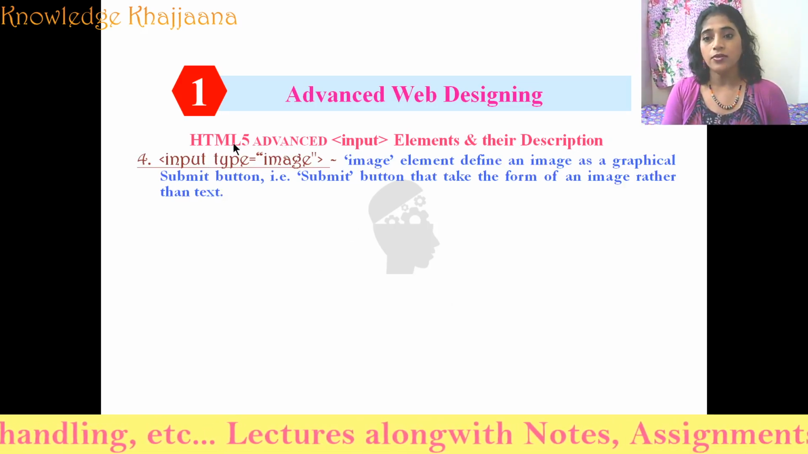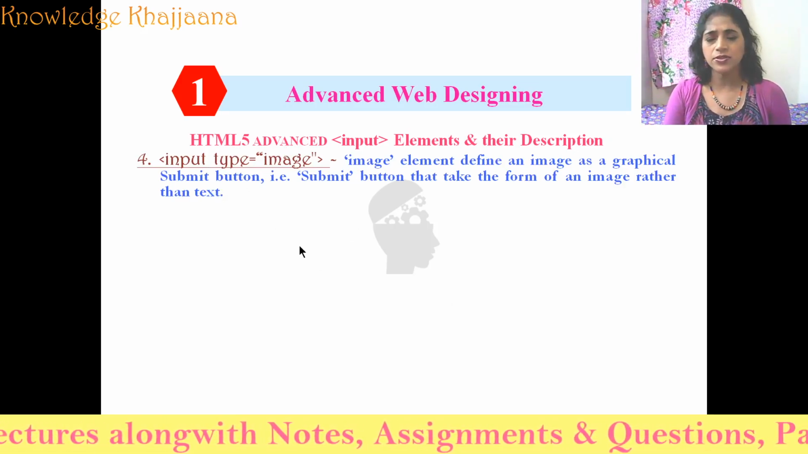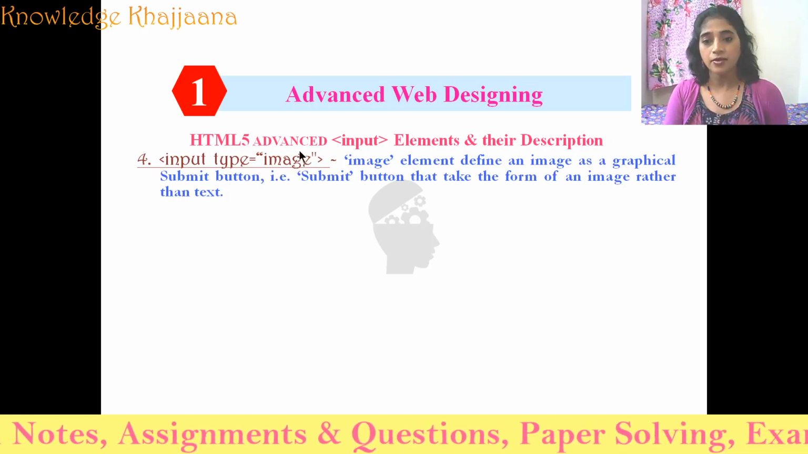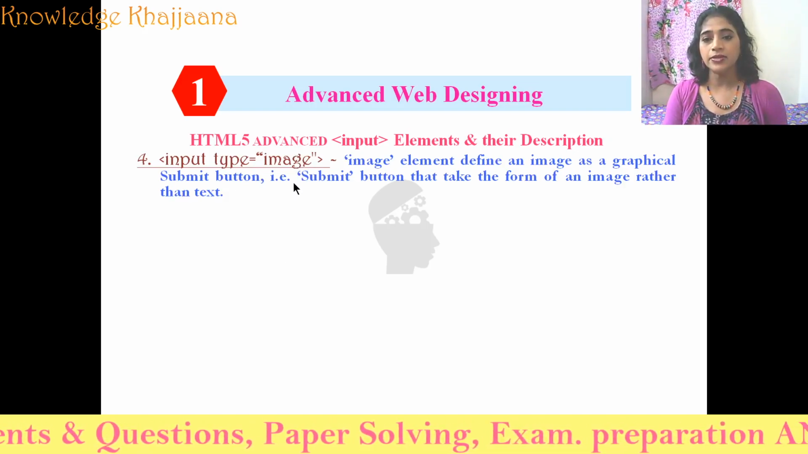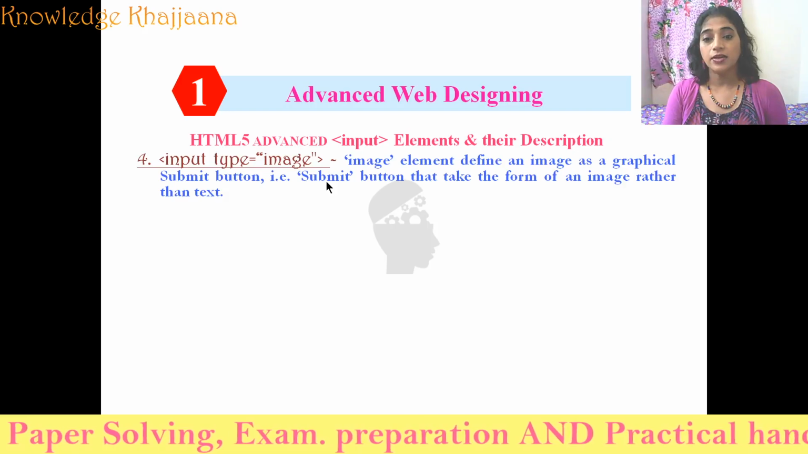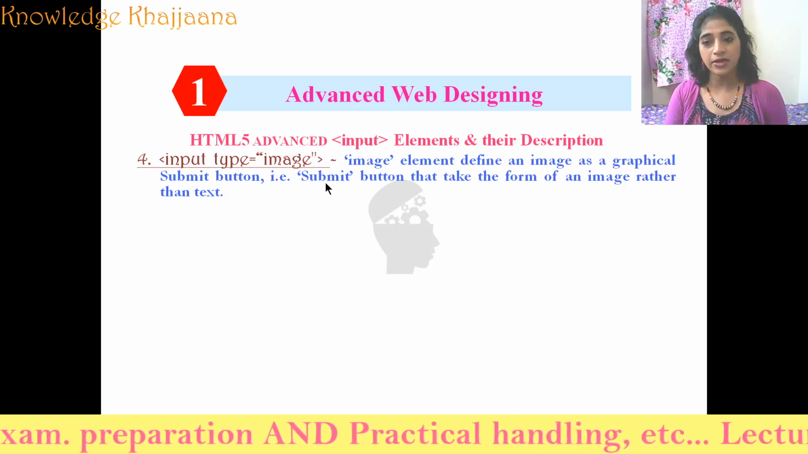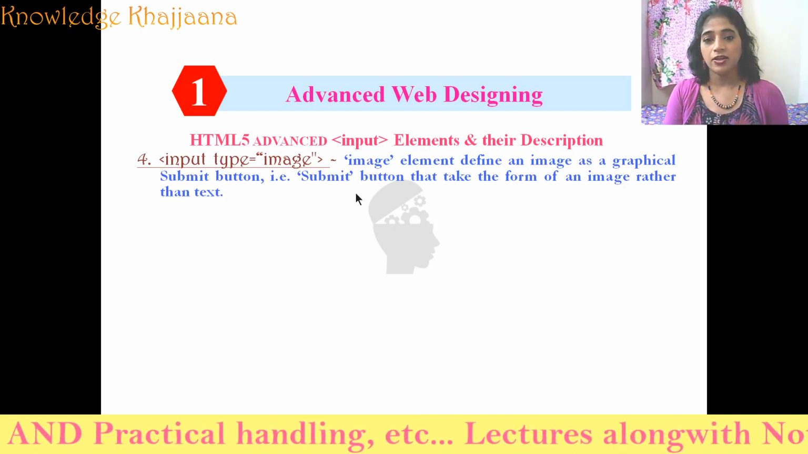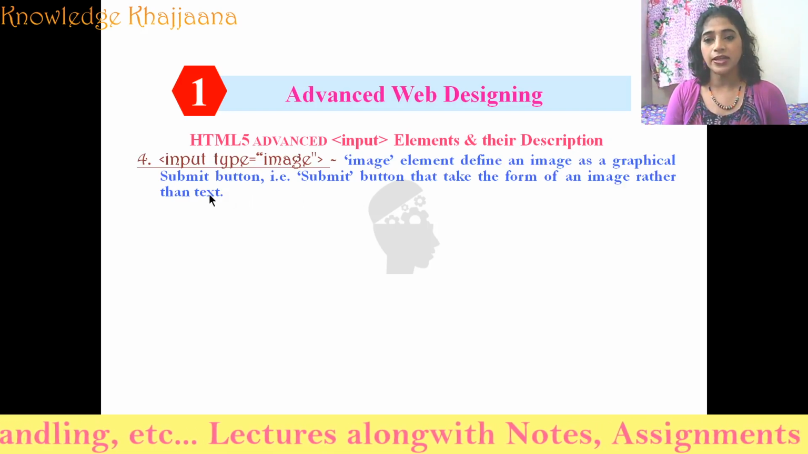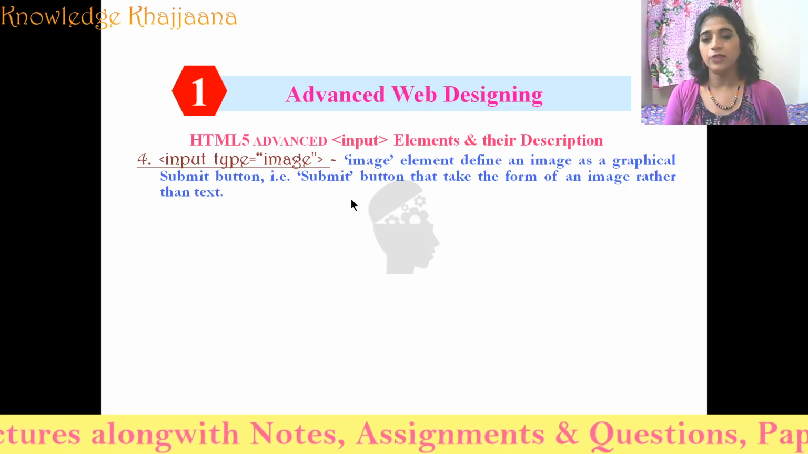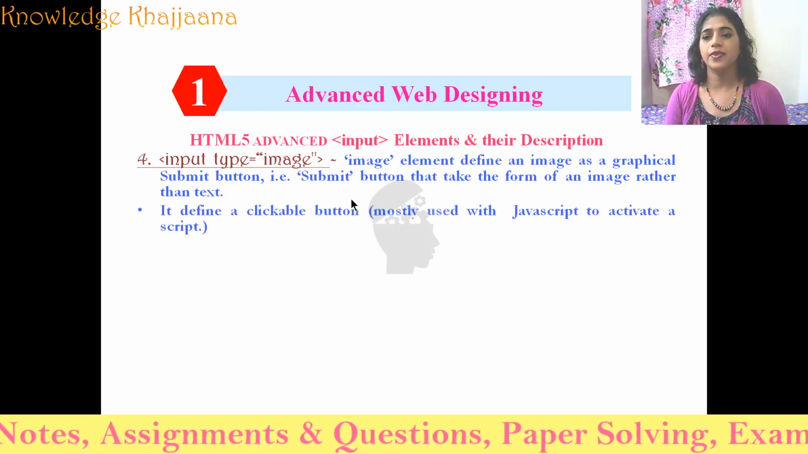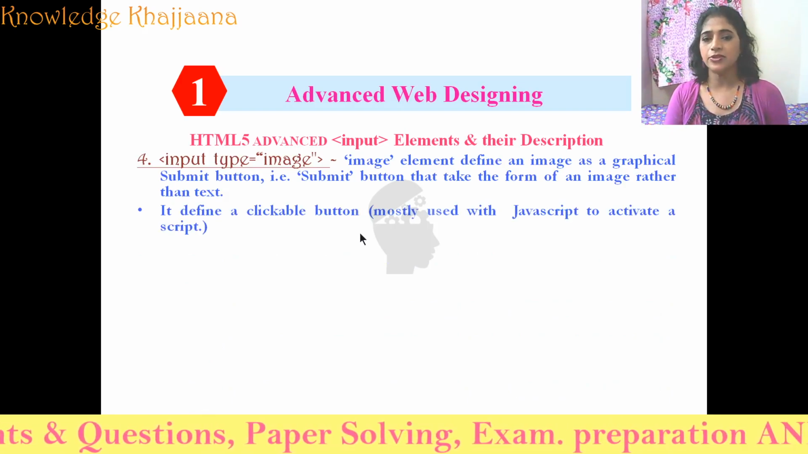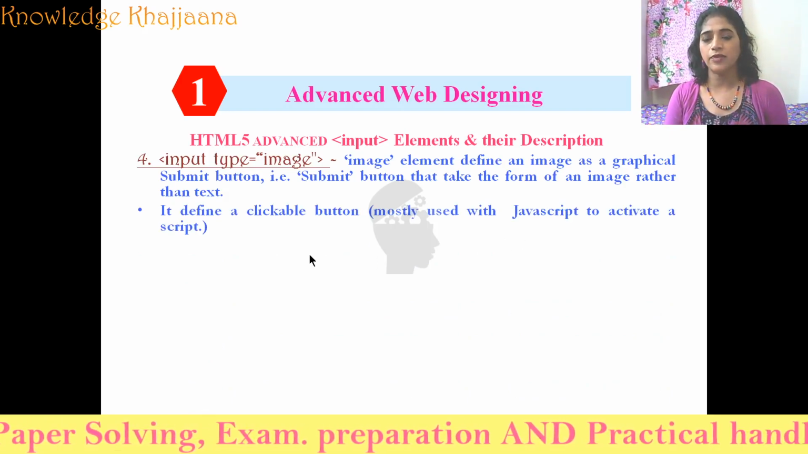But now here, that was a simple image. But here, this advanced element image is different. It is nothing but a submit button. Instead of having the text, it will show the image. But it will work as a submit button only. It is a clickable button which is also used in JavaScript to activate a script.